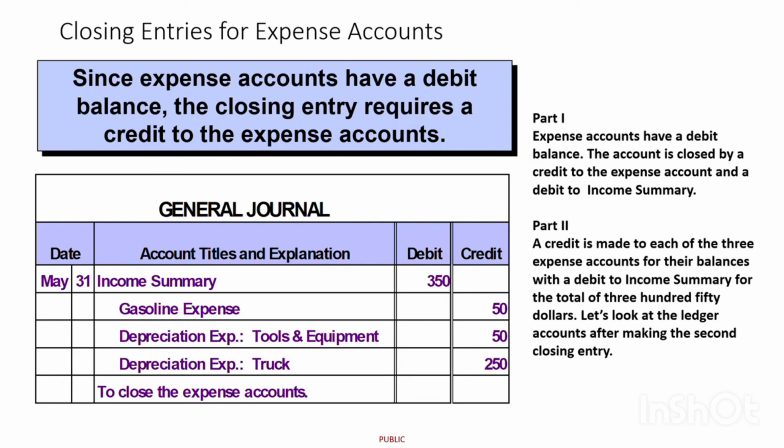So both debit and credit should be equal. So part 1, expense accounts have a debit balance. The account is closed by the credit to the expense account and a debit to the income summary. Then part 2, a credit is made to each of the three expense accounts for their balances with a debit to income summary for the total of $350. So now let's look at the ledger accounts after making the second closing entry. These all are the data that I'm getting from the adjusted trial balance that I showed you a few slides before.